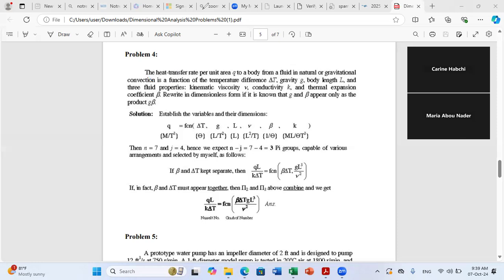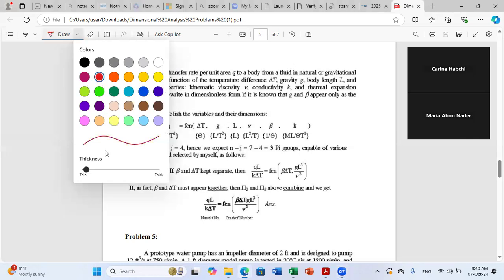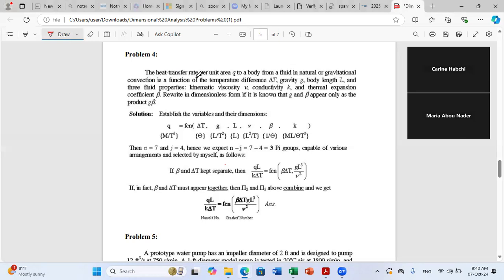Okay, so for example we have the heat transfer rate per unit area. So you have first the heat transfer rate per unit area Q. You know that heat rate is in watt, per unit area, so watt per meter square. We have the temperature difference, which has a unit of temperature, so here we need a new dimension. The dimension is Kelvin, or degrees, etc.